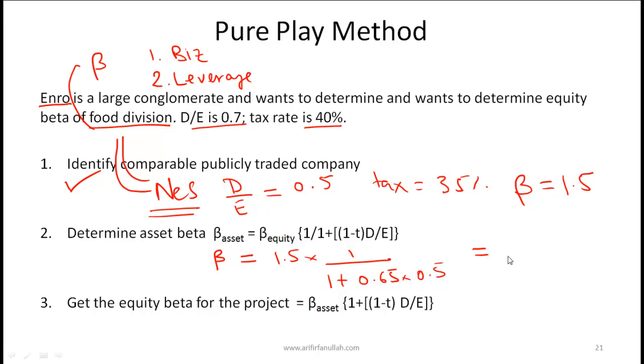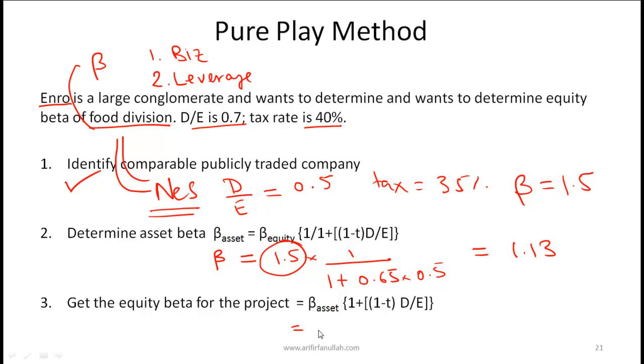When we do the calculations, we figure out that the asset beta of Ness is 1.13. As we would expect, the asset beta for Ness is lower than the equity beta, because we are saying that for this company in this business, if there were no leverage, then the beta is lower. And since our food division of Enro is in exactly the same business as Ness, the asset beta for Enro's food division would also be equal to 1.13.